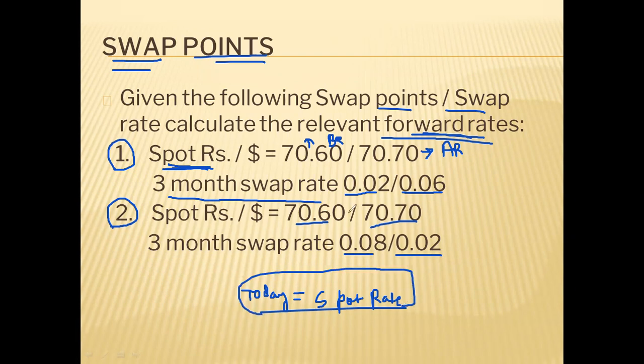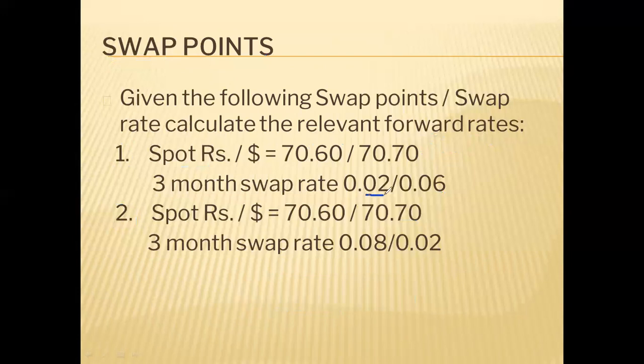Before that, one point: in the spot rate, you should check how many digits are there after the point. 2 digits are there in the spot rate. The swap points which are given should also have the same number of digits after the point, so that we can easily calculate. Here also there are 2 digits after the point in the spot rate, and the swap rate is also given with 2 digits after the point. So it is not very difficult to solve this illustration. Let us understand how to solve this.